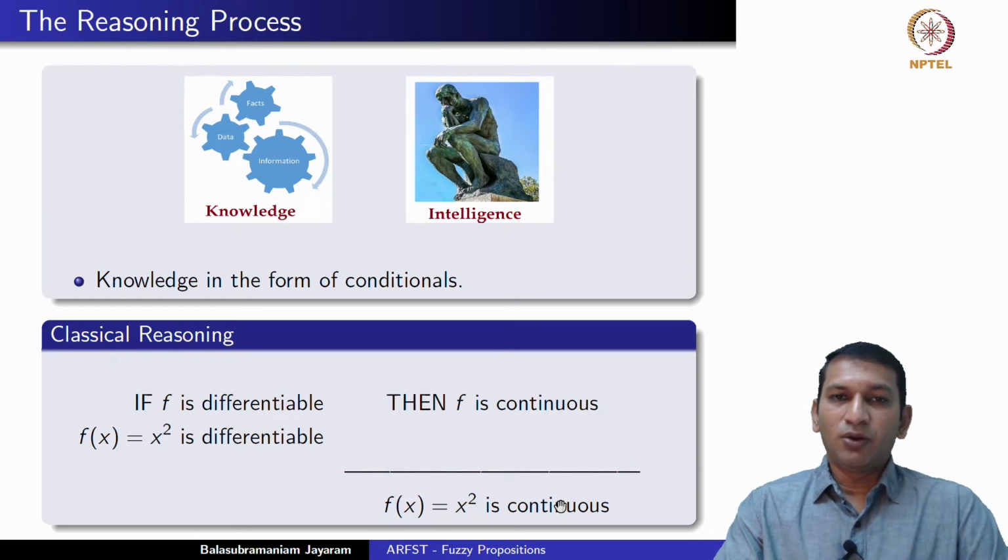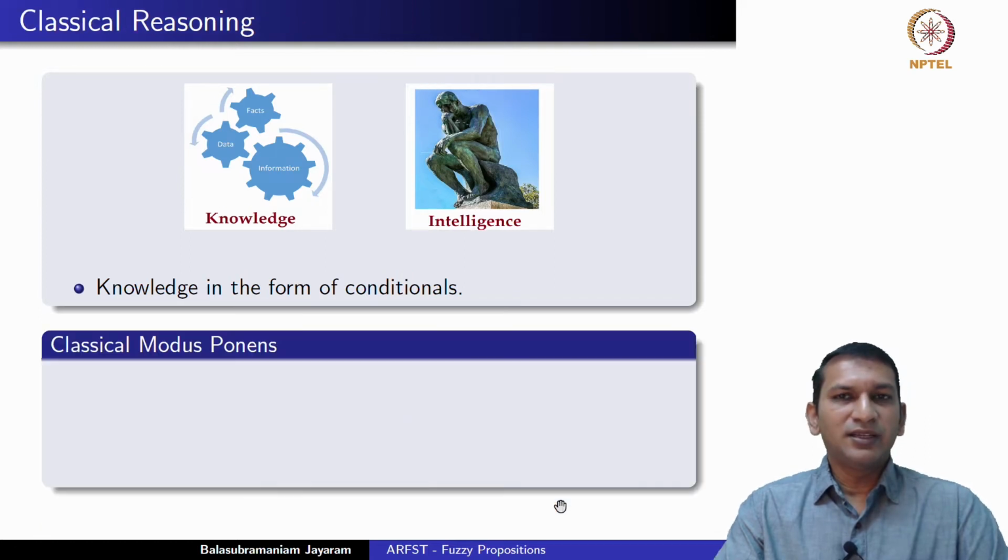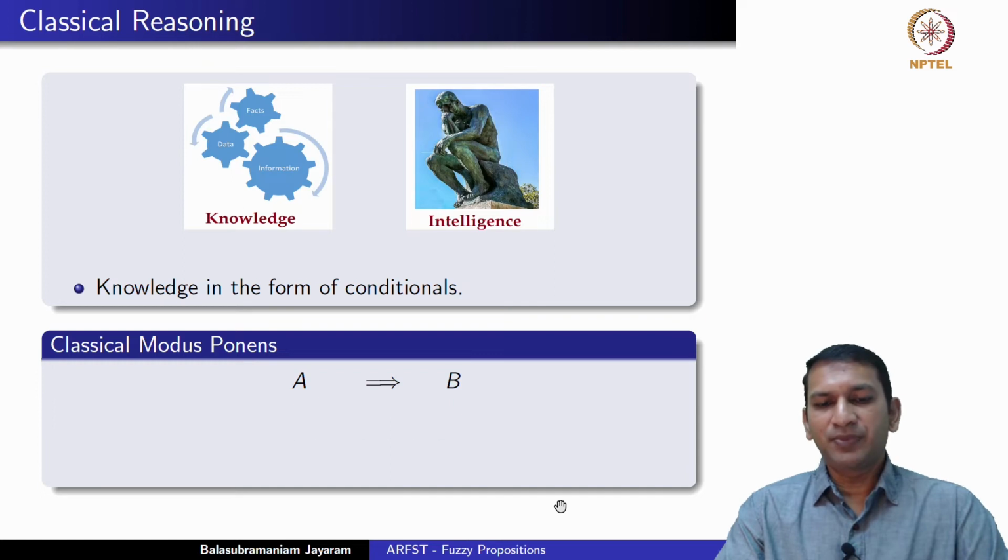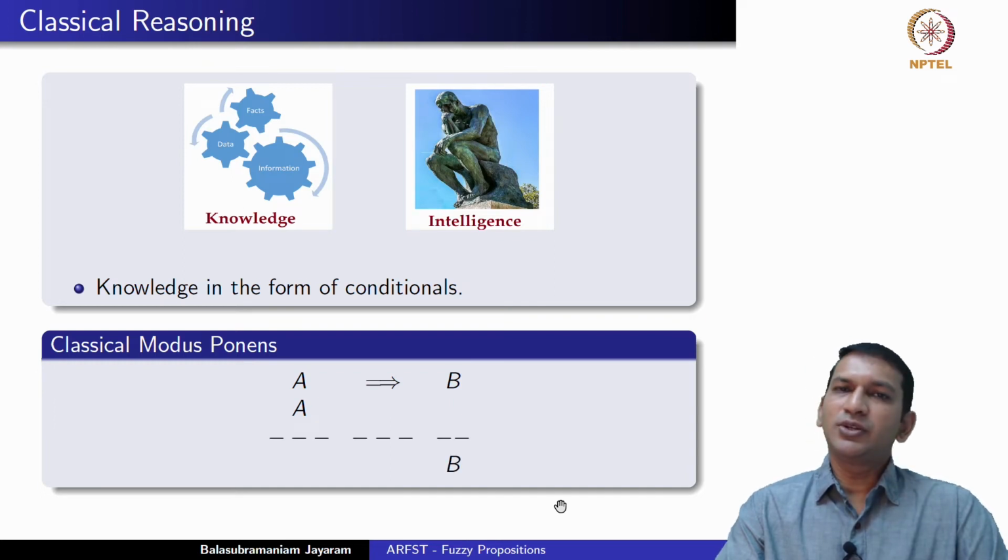Now, what gives us the backing to do such an inference or reasoning? We know that there is a rule, a mathematical principle called the classical modus ponens, which says that if A implies B and A, then we actually can infer B.